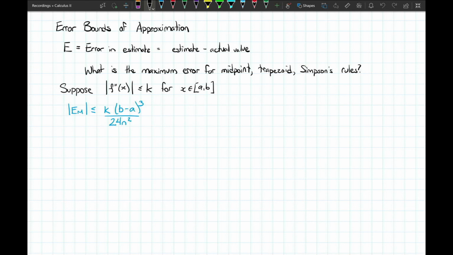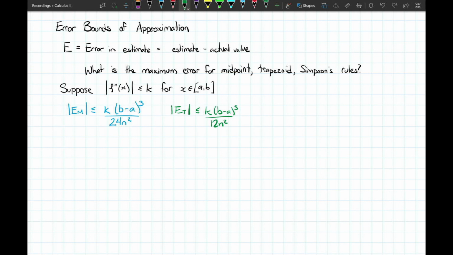Now, what about the trapezoid rule? As it turns out, the trapezoid rule is a little bit more affected by the shape of the curve. Here you can see k over 12 instead of k over 24 for the midpoint rule. So for any value of k, we get a little bit more potential error in the trapezoid rule, as long as we're comparing the same number n for midpoint and trapezoid.